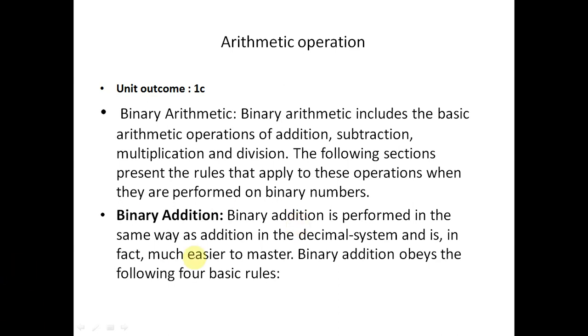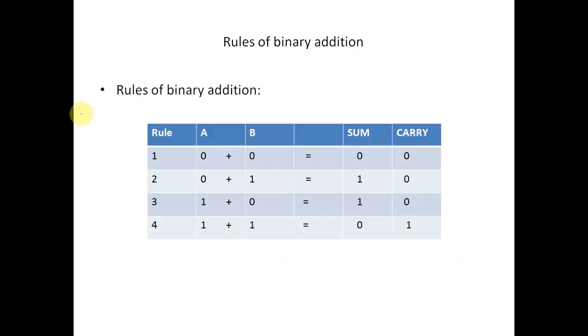First one is binary addition. Binary addition is performed in the same way as regular addition in the decimal system and is in fact much easier to master. Binary addition obeys the following four basic rules of operations. Binary addition is similar to decimal addition, but the only difference is that four rules are used for binary addition. These are the four rules used for binary addition.